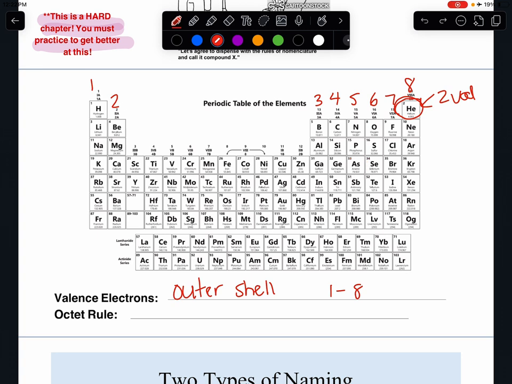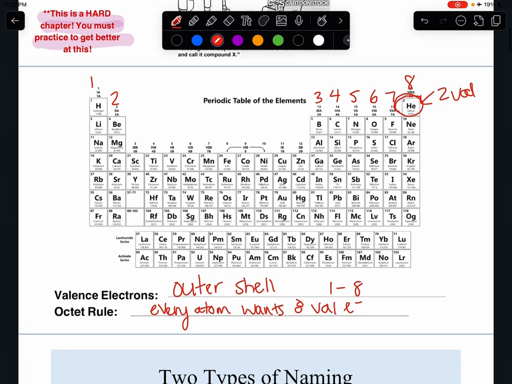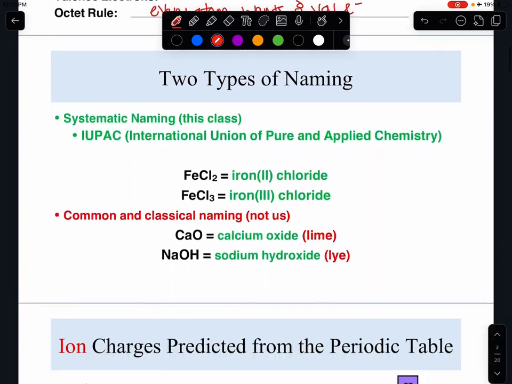Now, the octet rule is the rule that dictates bonding. An octet rule means that every atom wants 8 valence electrons. So 8 valence electrons means that it has a full valence shell. The reason for ionic and covalent bonding is to fulfill that octet rule. So keep that in mind as we learn different components in this chapter.